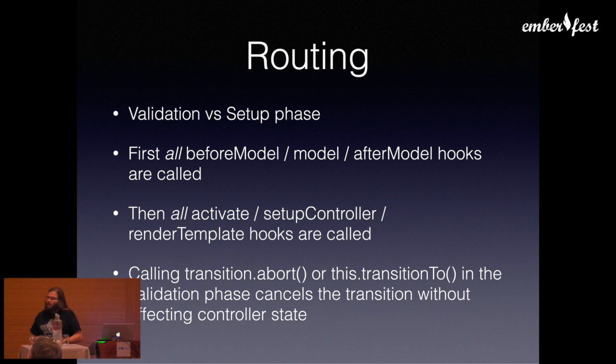When you're building Ember apps, the router goes through two phases, a validation phase and a setup phase. First, all of the beforeModel, model, and afterModel hooks are called in order. Then, once all of those have completed for all your active routes, it goes back to the top parent route and runs all of the activate, setupController, and renderTemplate hooks. Calling transition.abort or this.transitionTo whilst you're in the validation phase cancels the transition completely, and it doesn't affect any controller state. So you shouldn't do anything that affects controller state in the validation phase, because that will lead to problems.